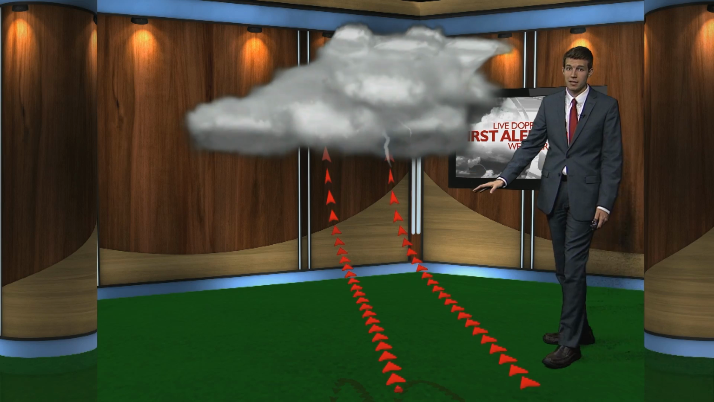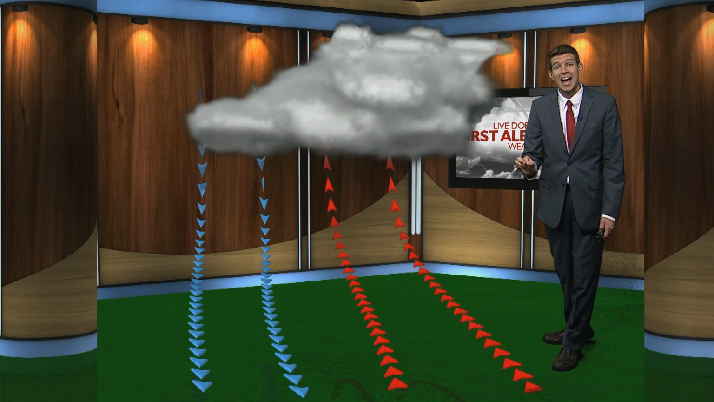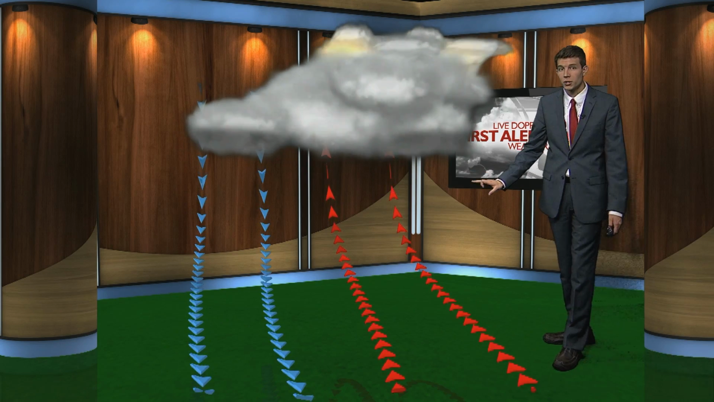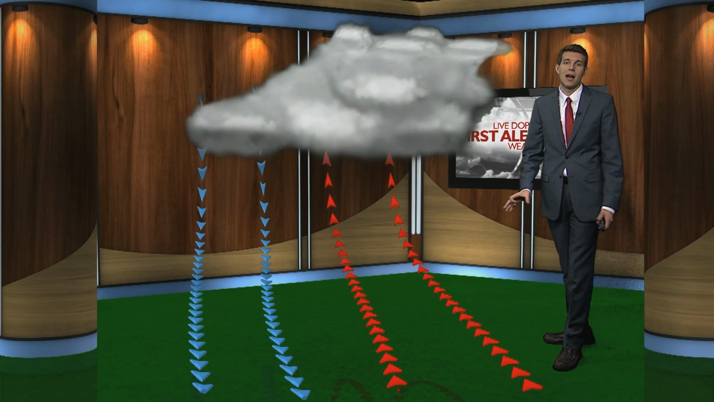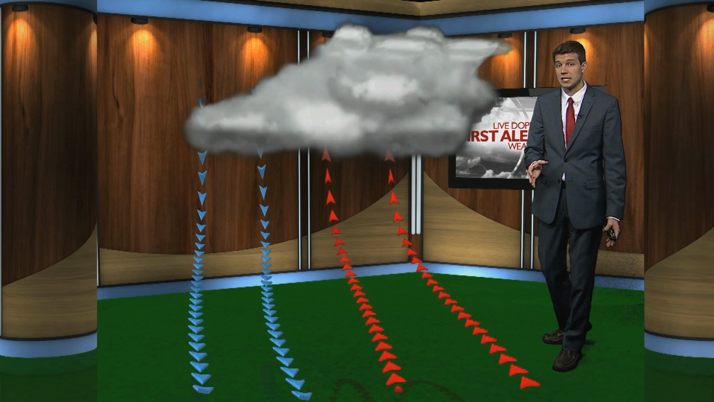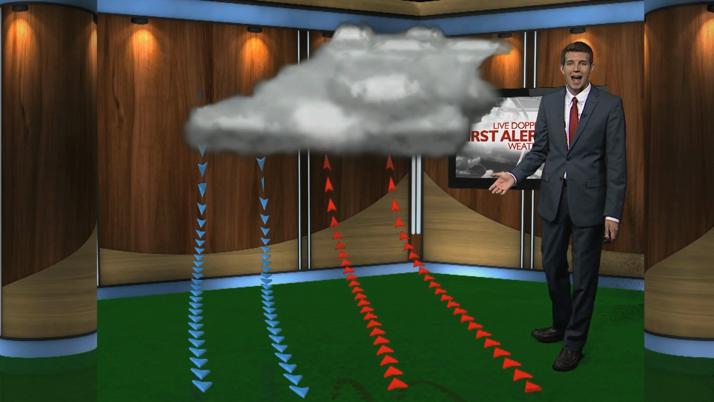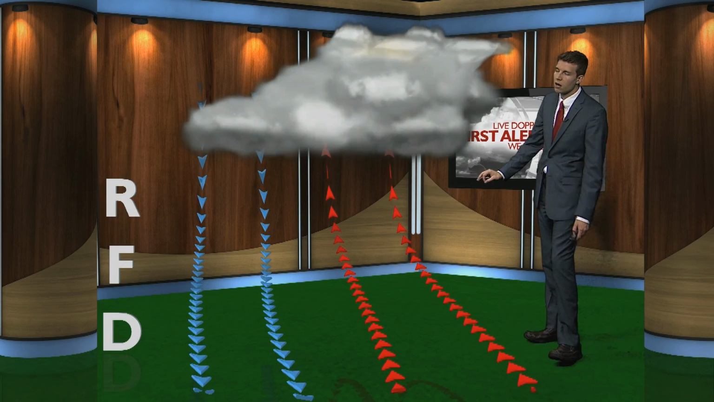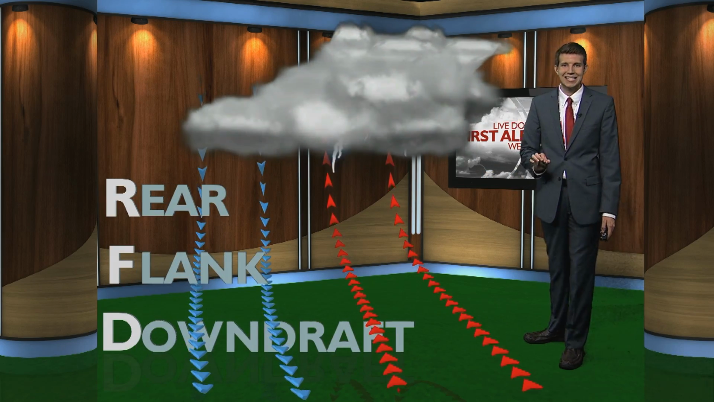Now on the backside of these thunderstorms, we also have a downdraft, and it's, as you can see, colder air moving downwards from the clouds, and it also has a special name. You might hear us talk about it when we're tracking severe weather on live Doppler radar or out in the field on Storm Patrol 8. It's called the RFD, the rear flank downdraft.